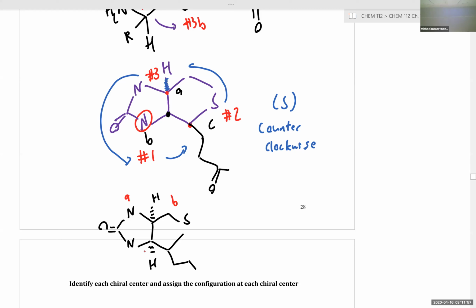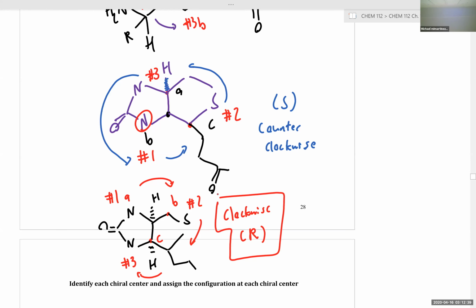So A, B, C, once again, which group gets the highest priority? A, B, or C? A, so we assign A as priority 1. What's the next highest priority? So now we count one carbon out since there's a tie. B, yep. What's the next highest priority? Well, that's obvious. C. So then we count from highest to lowest priority, and as we see, we're moving clockwise. So we assign stereocenter C as the R configuration.